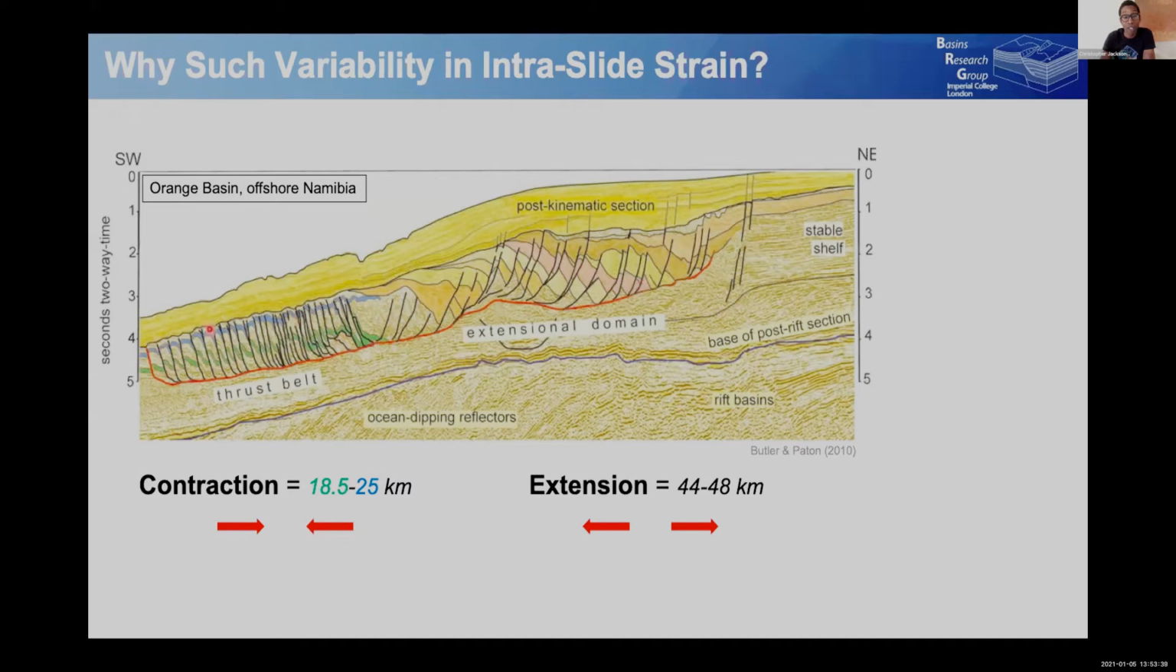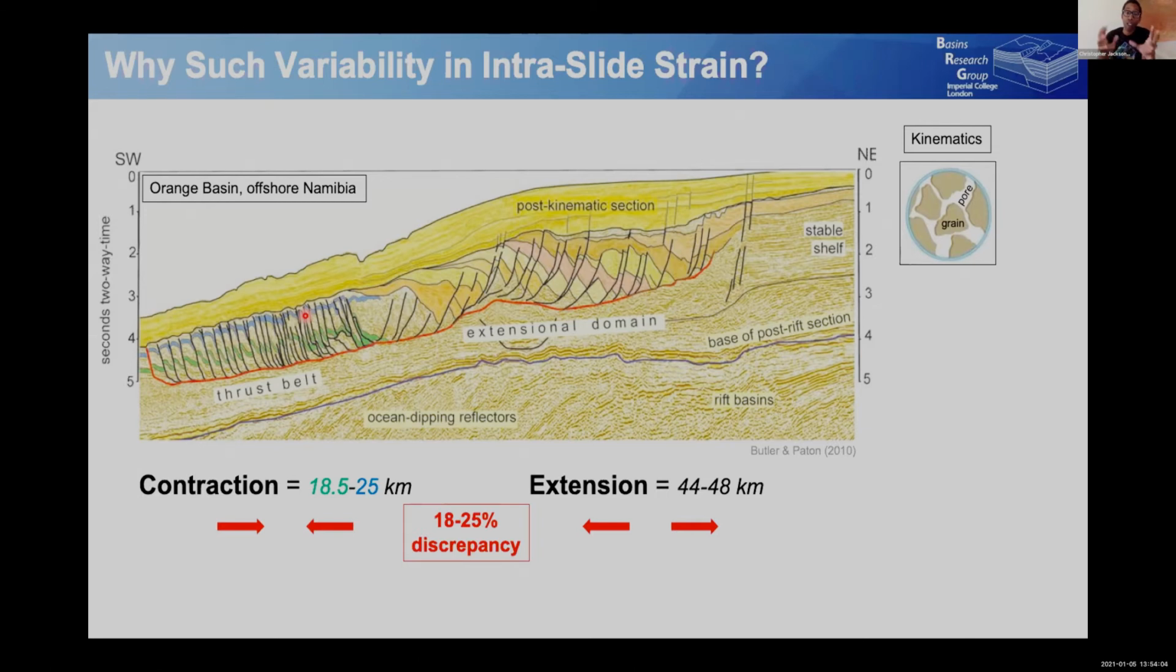So similar to what we saw in the Uruguayan small submarine landslide example, there's this vertical strain discrepancy as well. Overall, there's a longitudinal discrepancy of around 18 to 25%, but there's also a vertical discrepancy in the contractional domain. So why is that? Well, one reason may be the kinematics occurring as the material is moving.